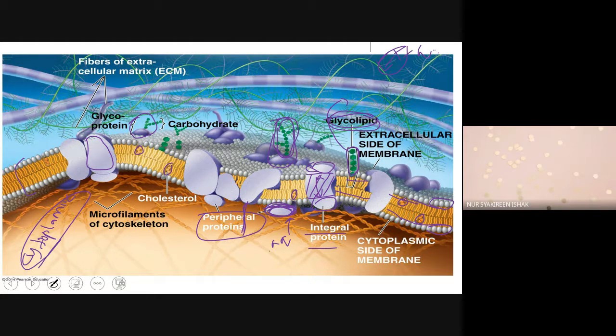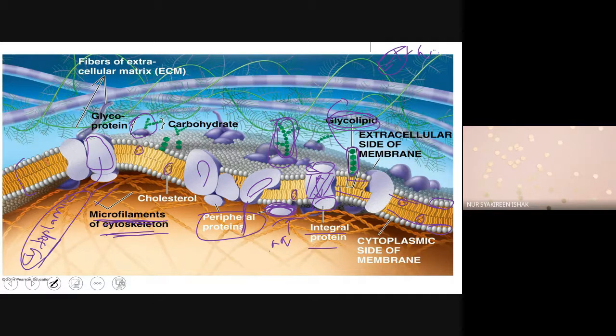Another thing you have to take note of is that for the cytoplasmic site, you have the microfilaments, or the cytoskeleton. The microfilaments will attach to the integral protein or to the peripheral protein here. The attachment of the microfilament of the cytoskeleton to these proteins is to enhance or hold the structure of the plasma membrane. Kan? As you know, this is the arrangement for animal cell, for example.